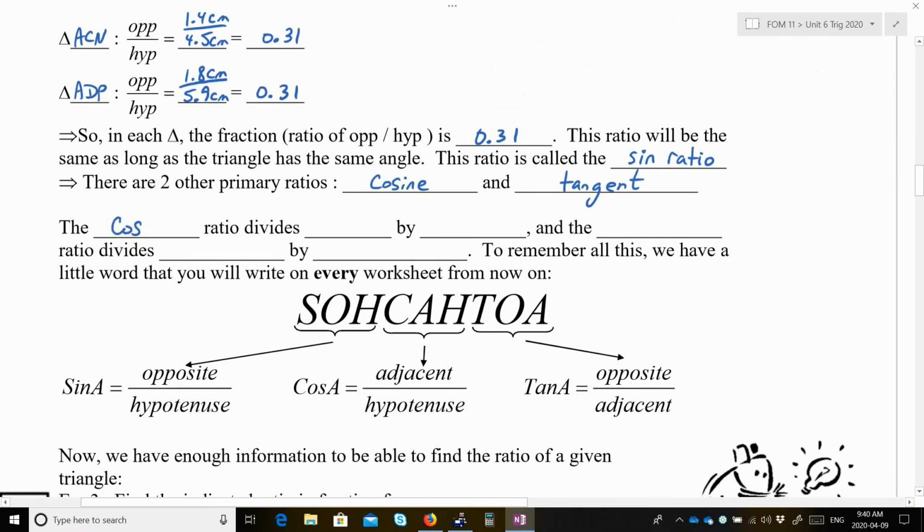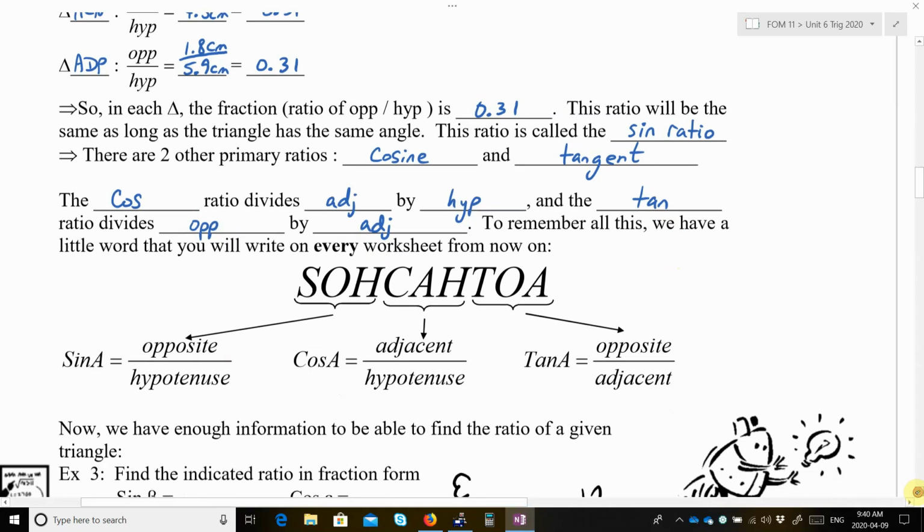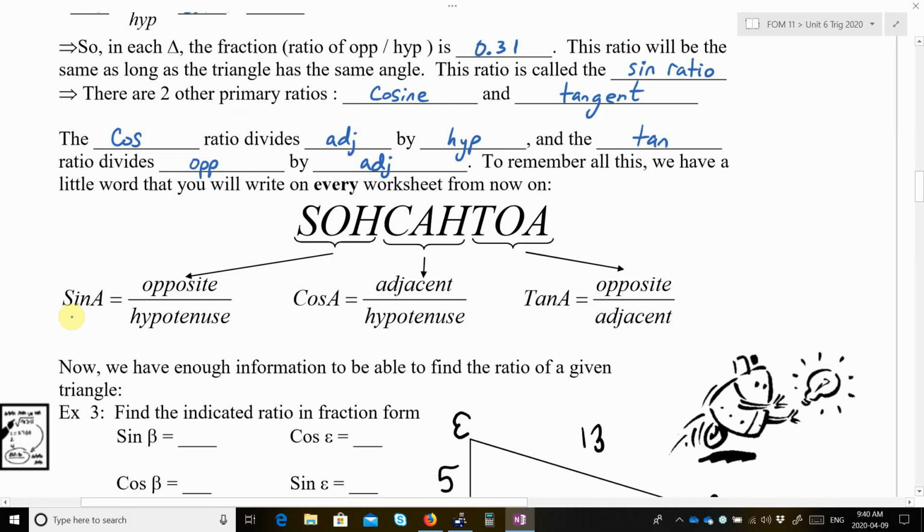The cos ratio divides adjacent by hypotenuse, and the tan ratio divides opposite by adjacent. To remember all this, we have a little word that you will write on every worksheet from now on. SOHCAHTOA, it's called. It's an acronym. SOHCAHTOA, and it just stands for the sine of an angle is opposite over hypotenuse.